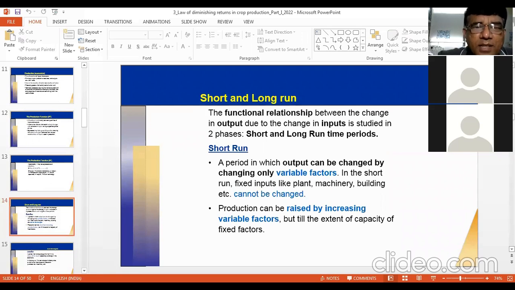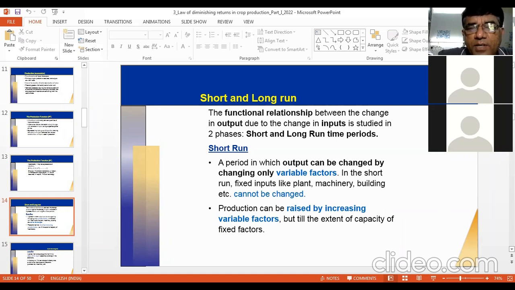Now, I was discussing in the beginning what is the difference between short run and long run. The functional relationship between the change in output due to change in input is studied in two phases, short run and long run. All these production functions, the relationship between input and output, are studied in short run and long run. Sometimes a firm, an enterprise, or a farmer needs to make quick changes in a shorter time, and some changes are required to be made in a longer time, in the long run. So what is the difference between short run and long run in economics?